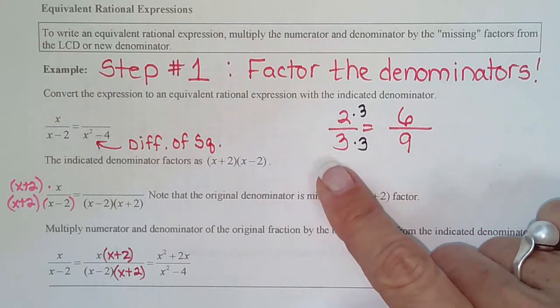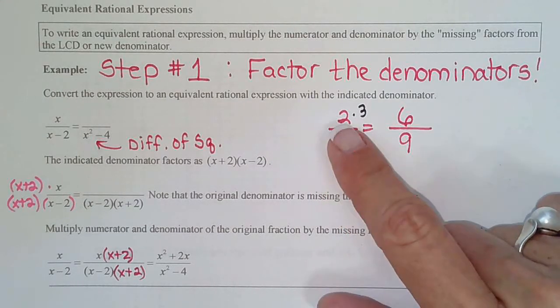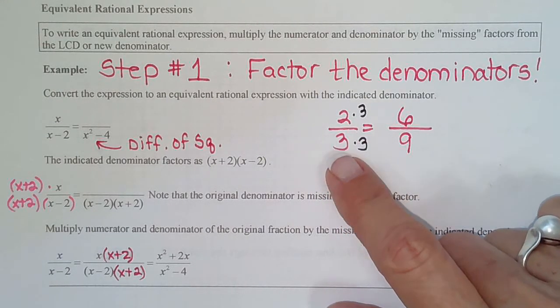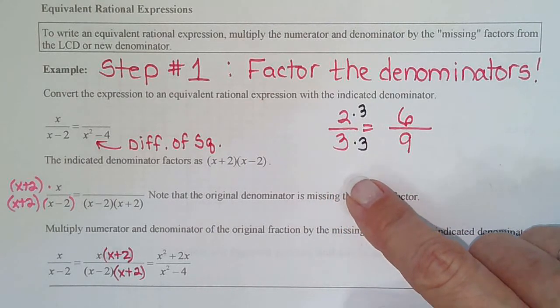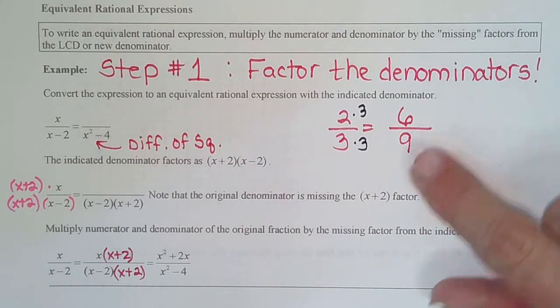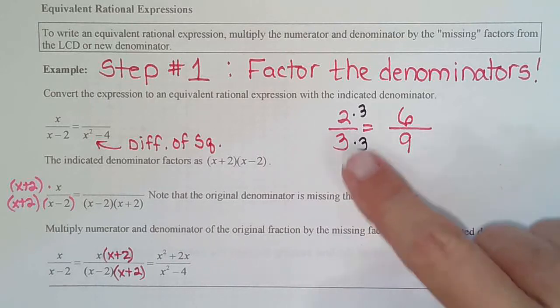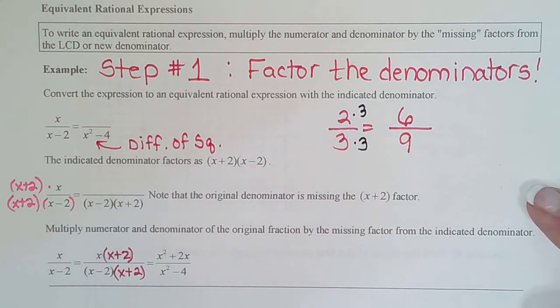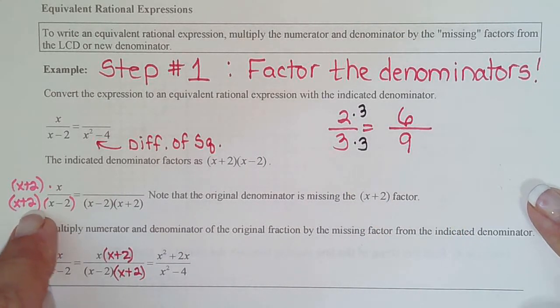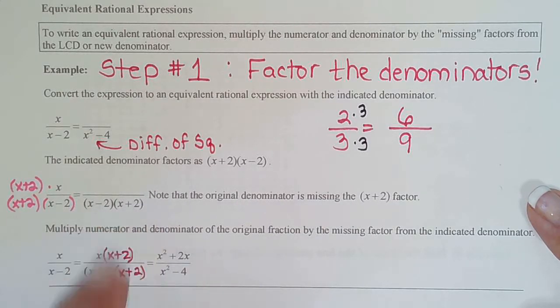So although 6/9 looks different than 2/3, when you divide 2 divided by 3, you get 0.6666666. When you get 6 divided by 9, you get 0.6666666. So they're still equivalent. They just look a little different. So by doing the same thing to both the numerator and the denominator on this fraction, I won't change the value. I'll just change the looks so it can have this common denominator.